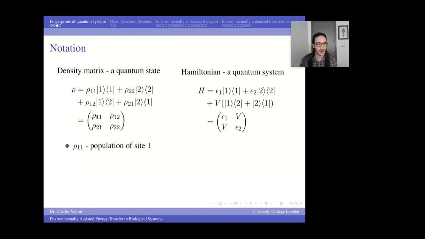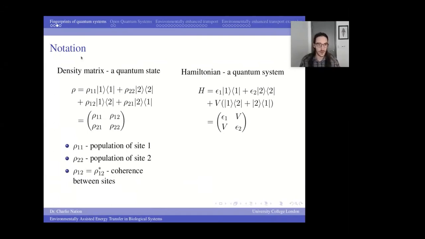So we have these diagonal components, rho 1-1 and rho 2-2, which are the populations. These are the classical probabilities that there is an excitation on site one or site two, and the off diagonal gives the coherences between these sites. And you can see that these are two numbers, but they're related to each other by a complex conjugate.